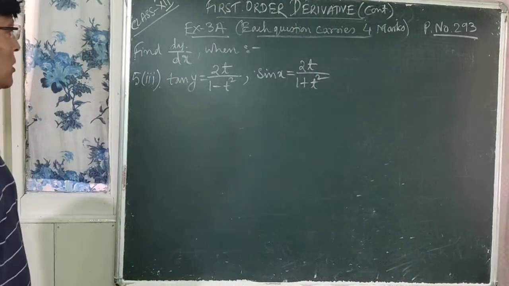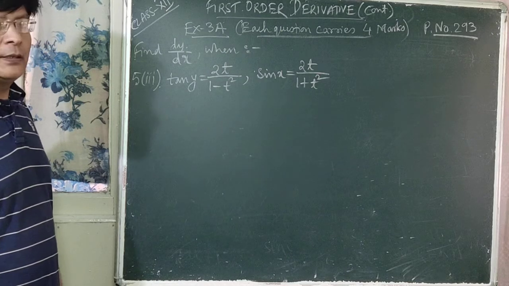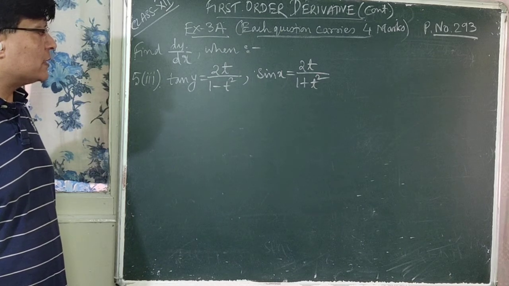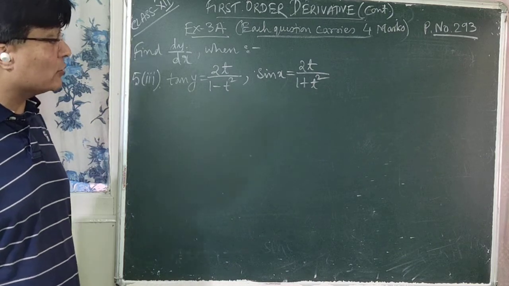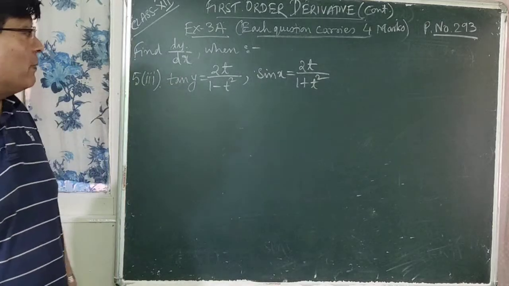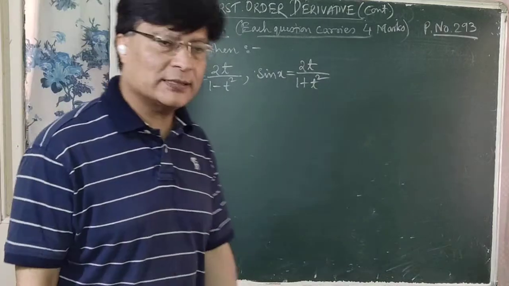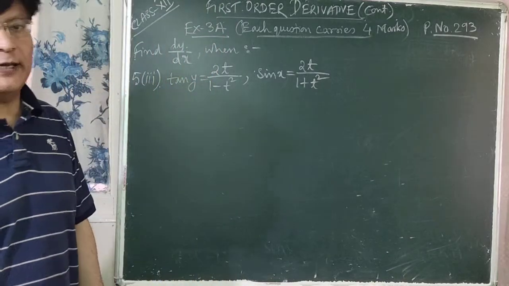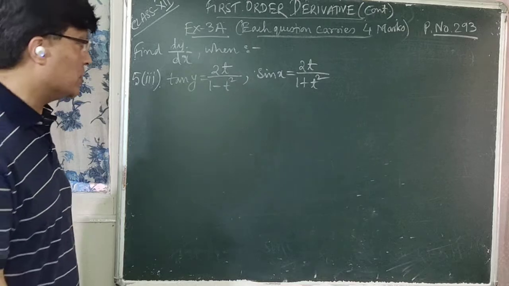Now we will do the next question, that is, find number 3. Find dy by dx when tan y is equal to 2t upon 1 minus t square and sin x is equal to 2t divided by 1 plus t square. So this is also a parametric equation. Here also y and x are expressed in terms of a third variable t, which is a parameter. So this is a parametric equation.